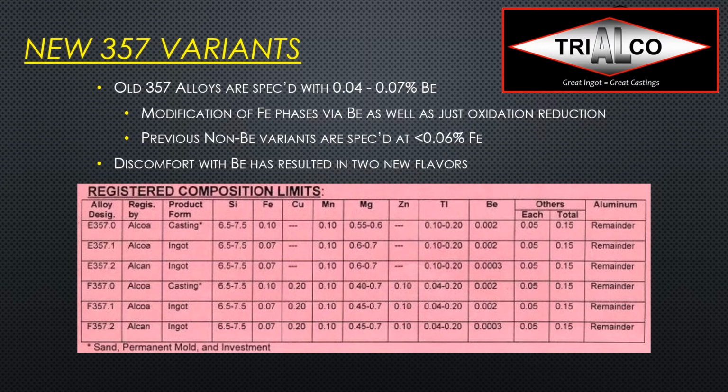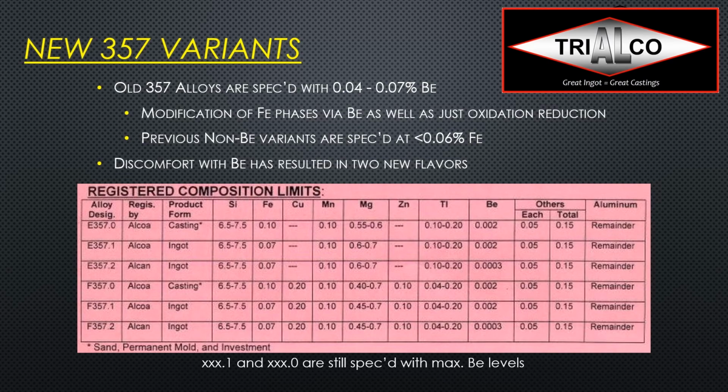All of them, as I said before, are 7% silicon. The iron maximum is at 0.07 here. The F variant has a limit on copper and zinc and has a wider range on magnesium and titanium. The rest is pretty much the same.